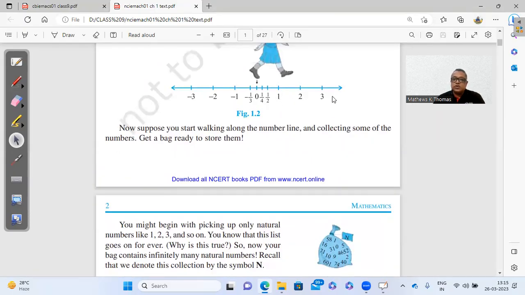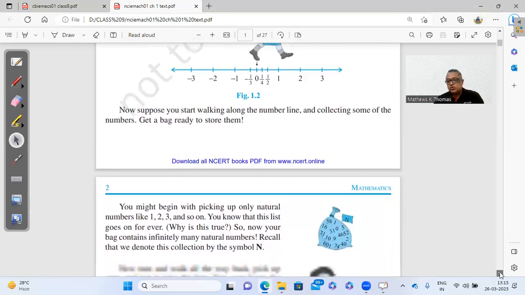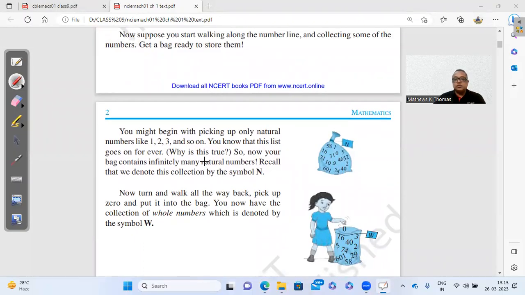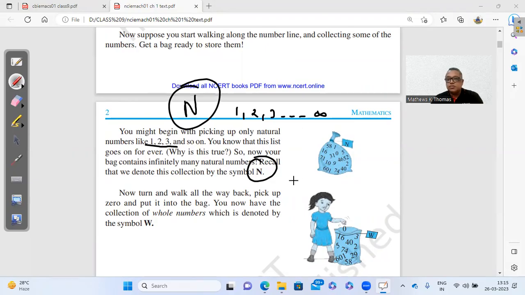0, when I start with number 1, 2, 3, and go up to infinity, then these type of numbers are called natural numbers. So 1, 2, 3, and so on up to infinity are called natural numbers, and natural numbers are represented by N. Natural numbers are represented by capital N.